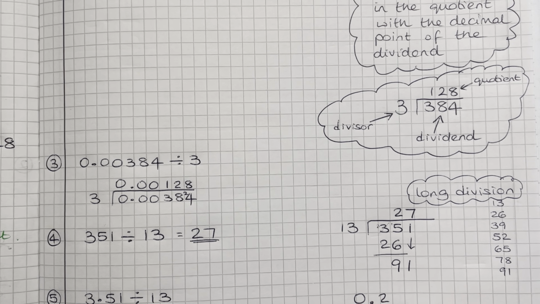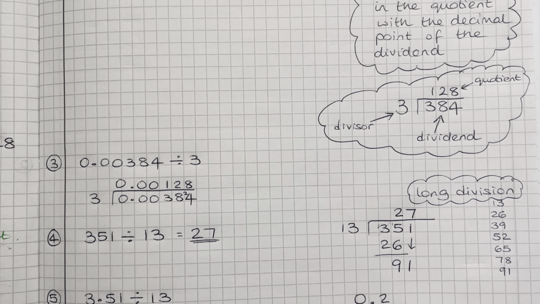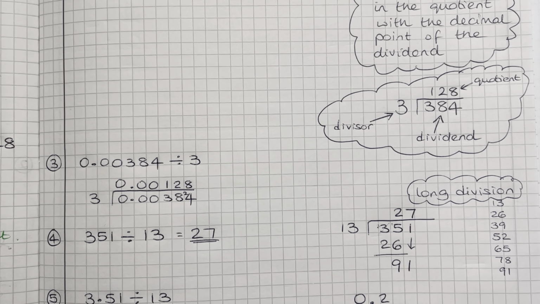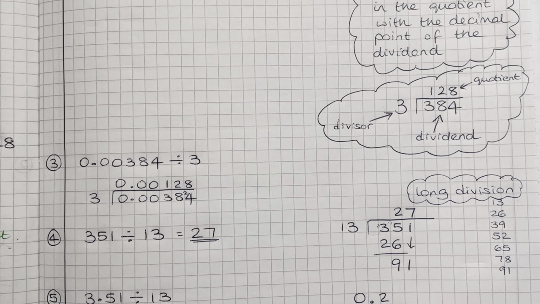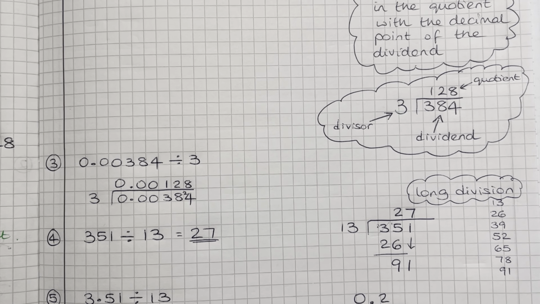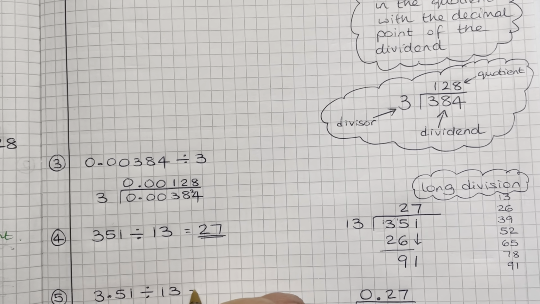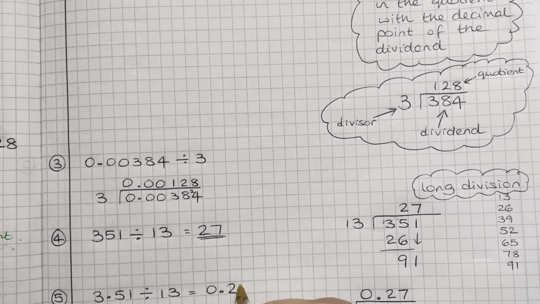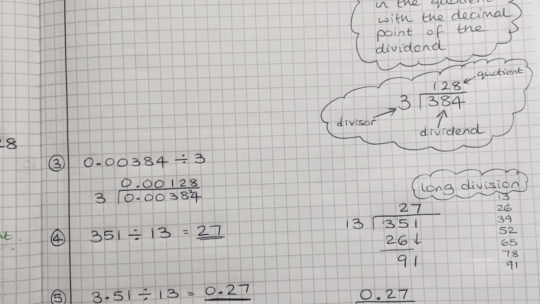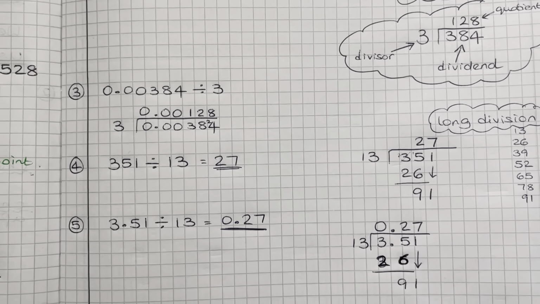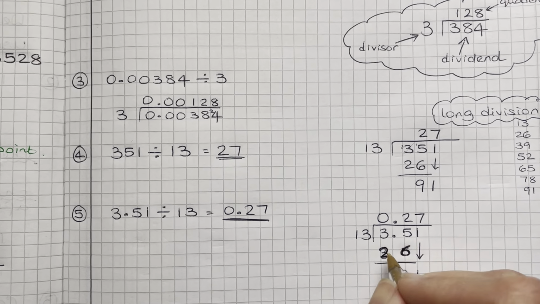13 times 2 is 26. I'm going to drop down now. I've got 9 left over, and I'm going to drop down my 1. 13 goes into 91 7 times. So my answer in this case is 0.27.